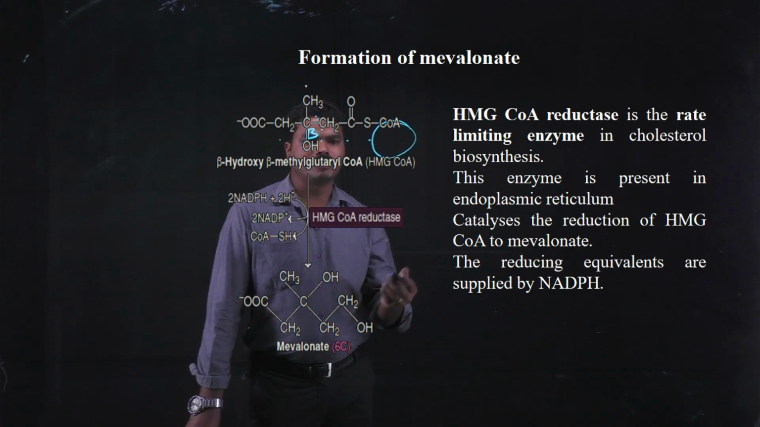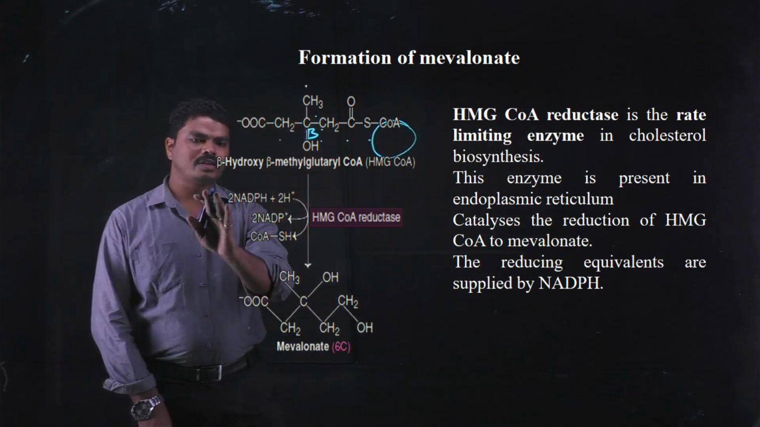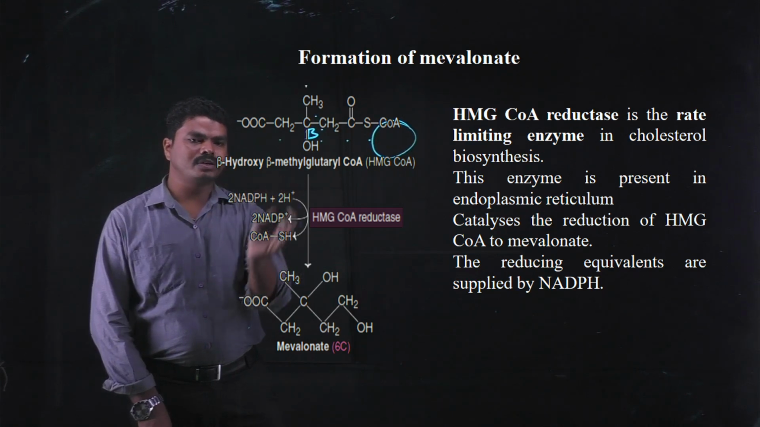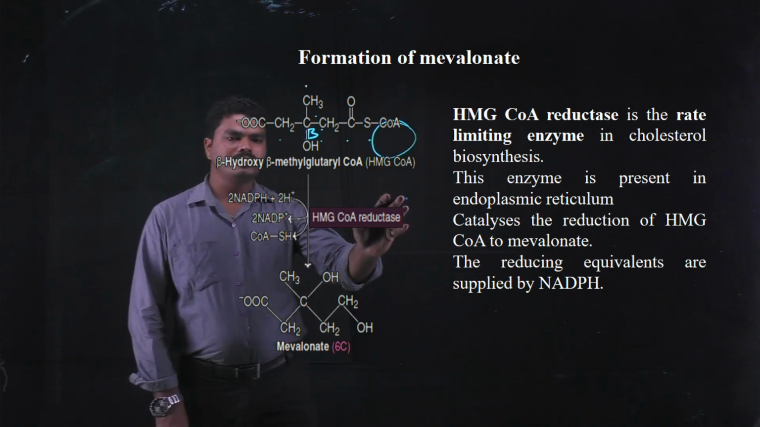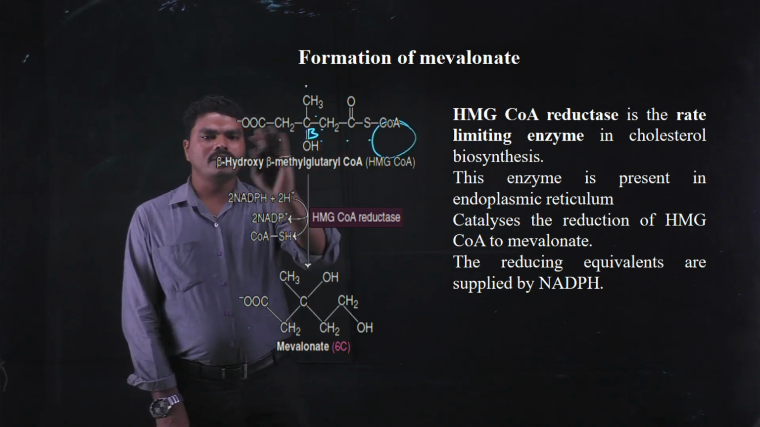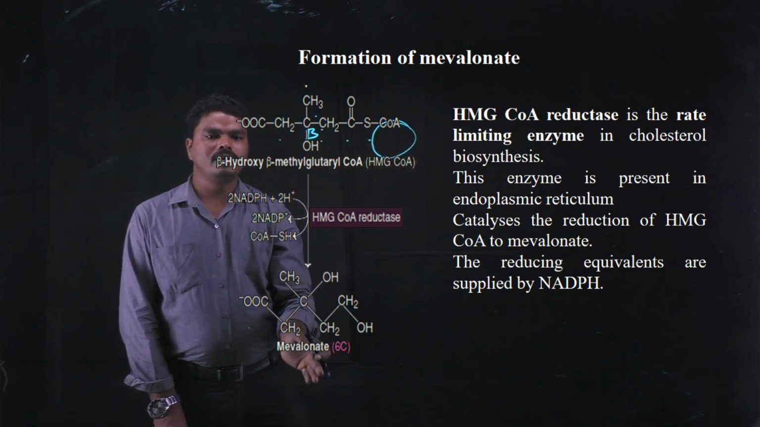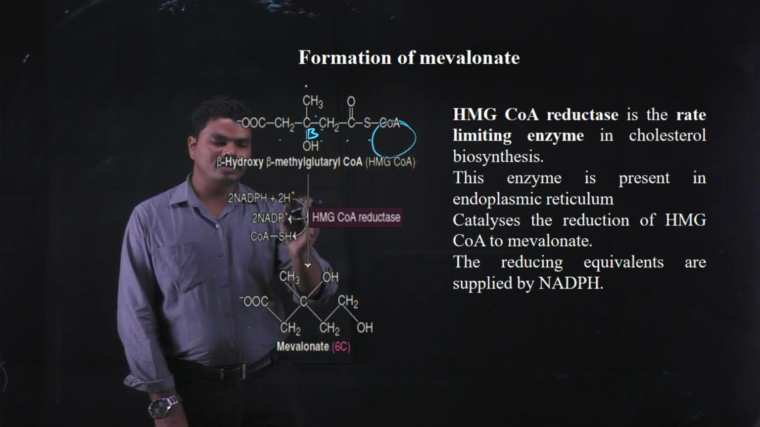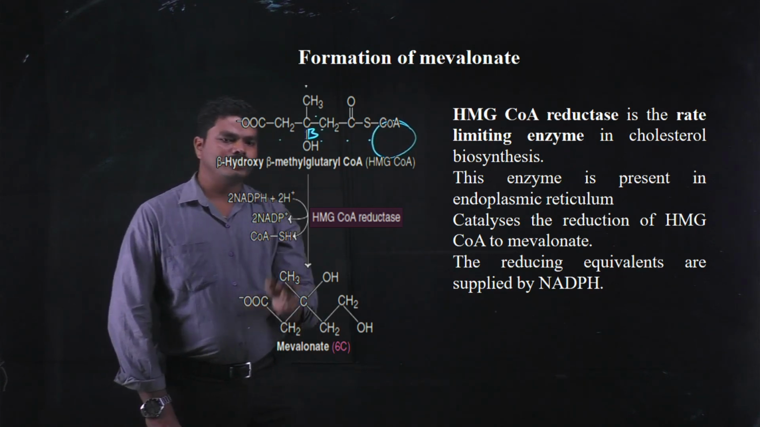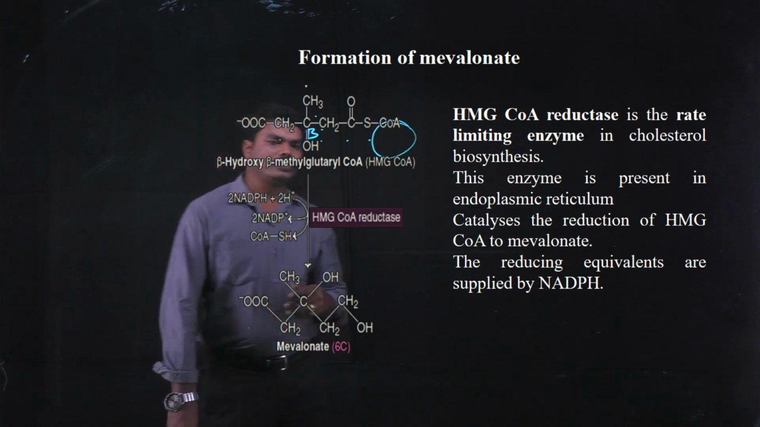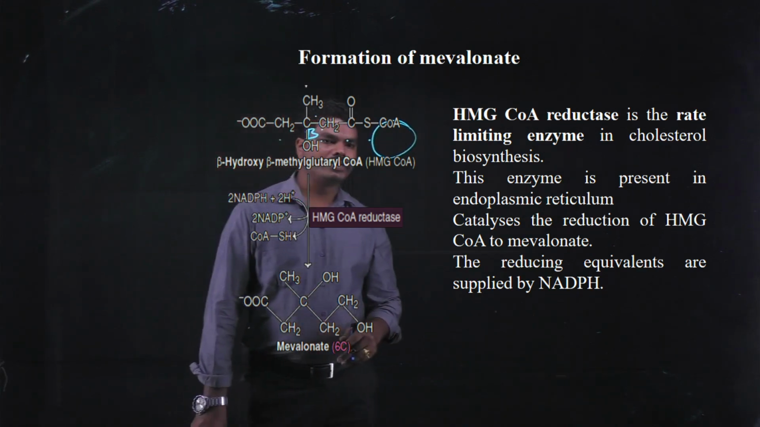It catalyzes the reduction of HMG-CoA to mevalonate, and the reducing equivalents are supplied by the NADPH. So for this reaction, the NADPHs are utilized for the reduction of this HMG-CoA to mevalonate. The HMG-CoA reductase will reduce the beta hydroxy, beta methyl glutaryl CoA or HMG-CoA to mevalonate. For this reduction process, two NADPHs are utilized to convert this HMG-CoA to mevalonate. So this HMG-CoA reductase is present in the endoplasmic reticulum.